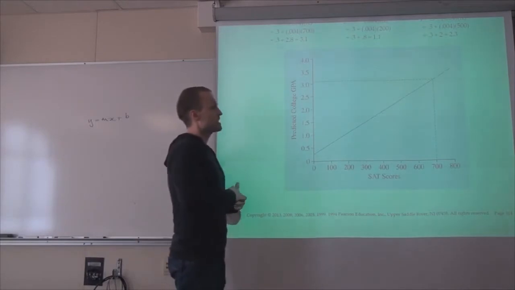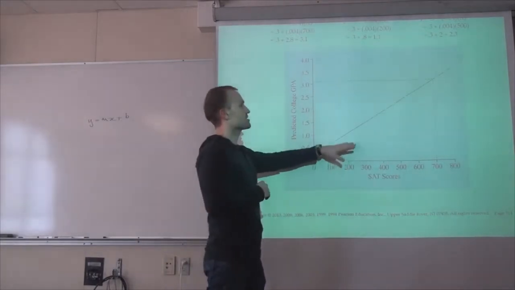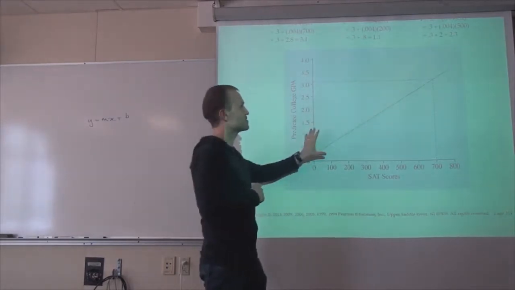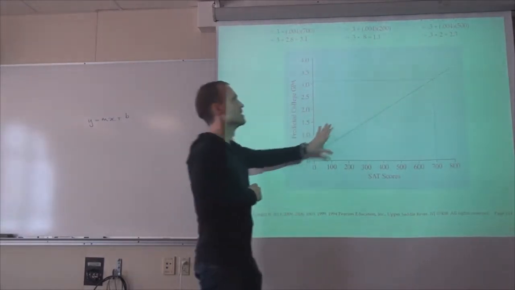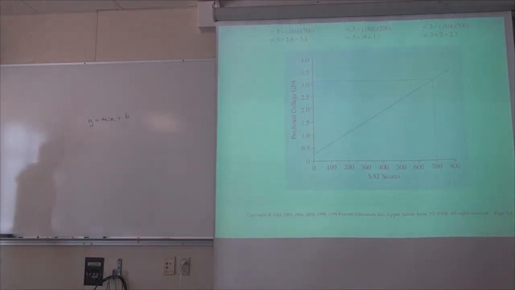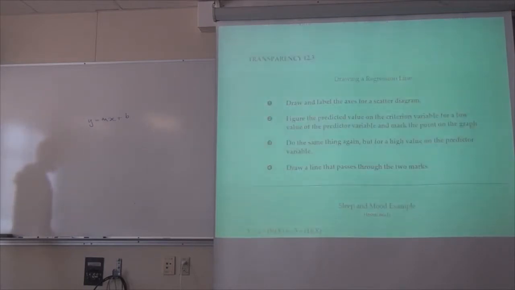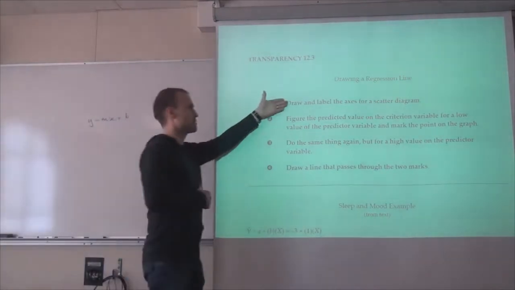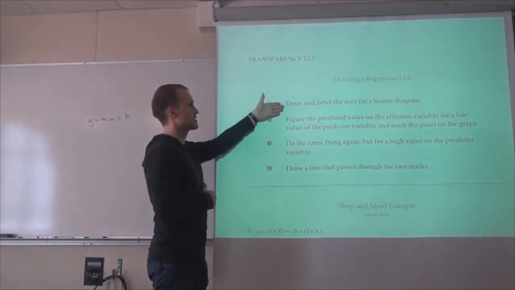Now, if I look at the actual SAT scores that I could get, it might not sit all in a straight line. It might indicate that there's some straight line relationship, but it's not going to be exact. It's just a prediction to put me in the right area for my values. So how do I draw a regression line? I have to set up the vertical and horizontal axes.